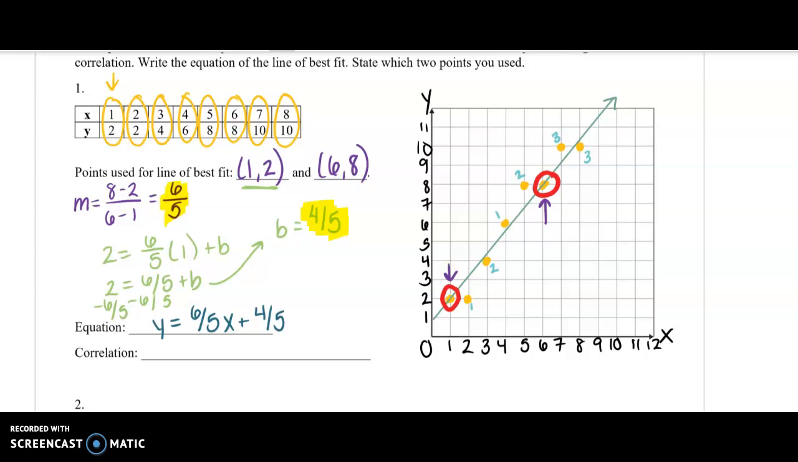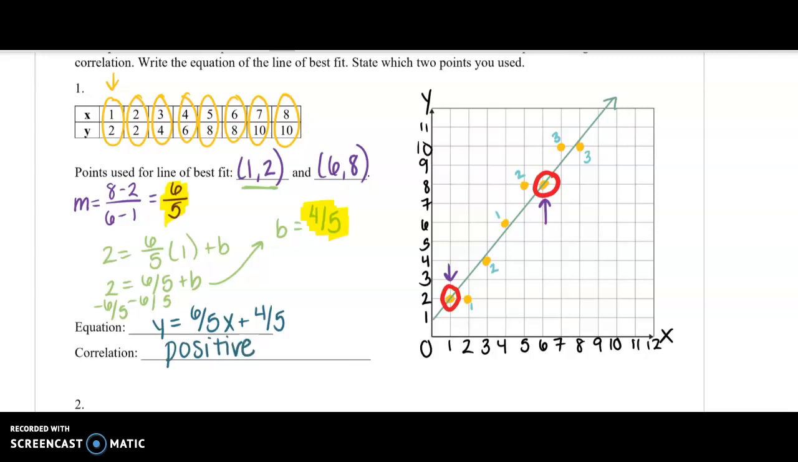Okay? Again, if you picked different points, yours might be a little different than mine. But as long as you can look at it and say, all right, yeah, my line kind of looks similar to hers, my equation isn't too far off, then you're fine. The correlation, looking at that, you should be able to see that it's going up, so this would be a positive correlation.